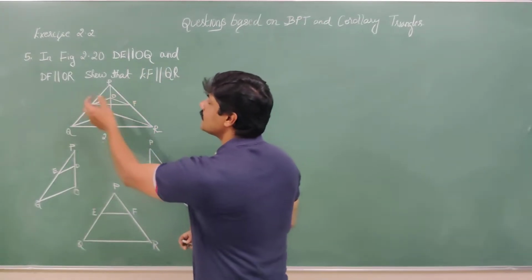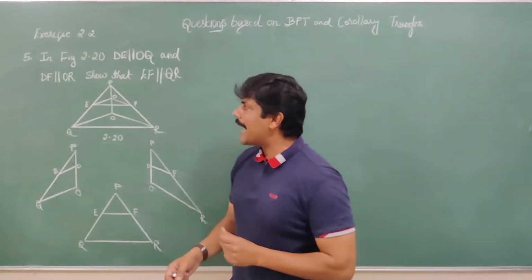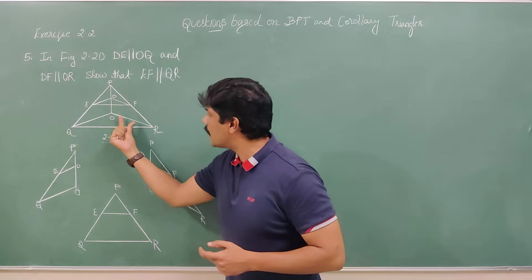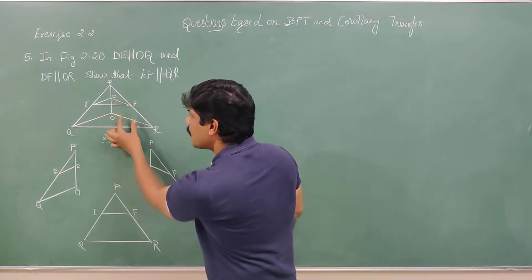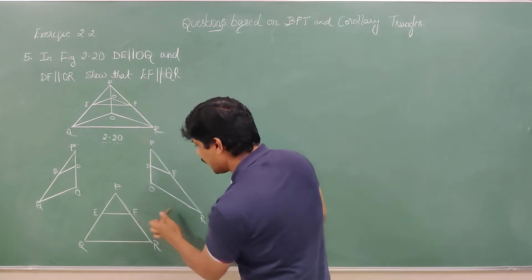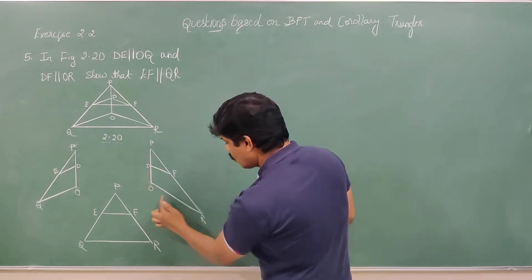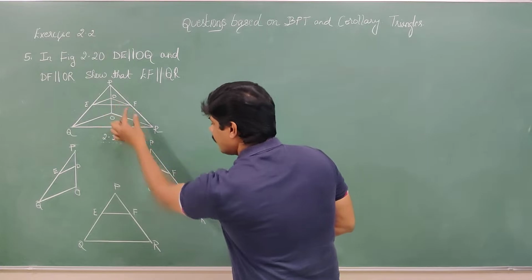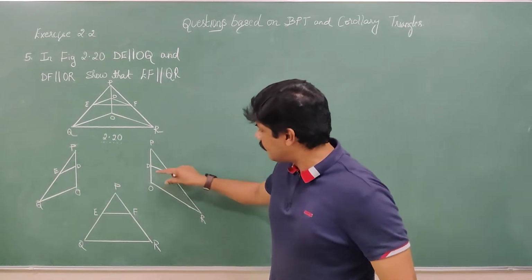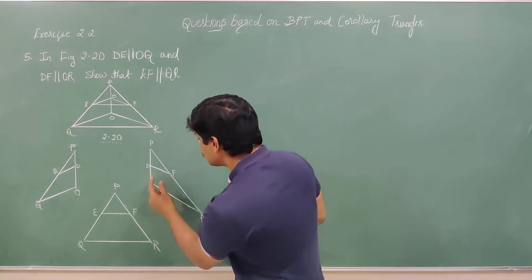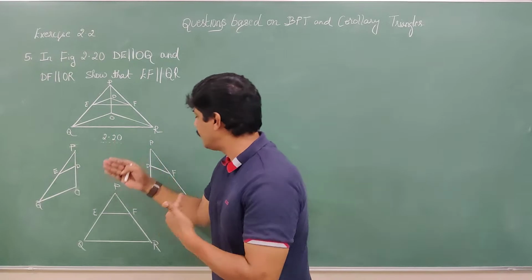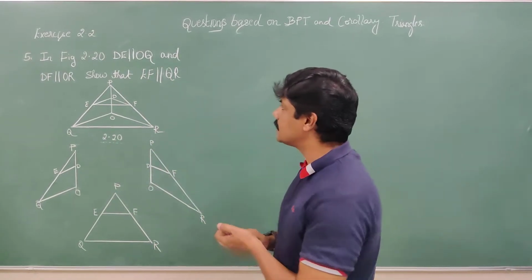Now, the other condition is DF is parallel to OR. Since DF is parallel to OR, we remove the POR triangle here separately, where DF is parallel to OR. Since DF is parallel to OR, we can again apply BPT and then we can prove easily whatever this is.